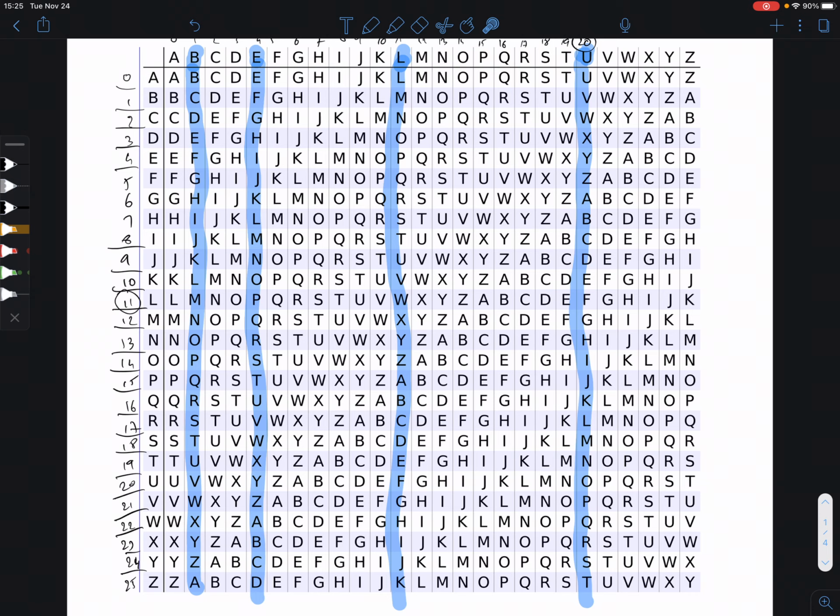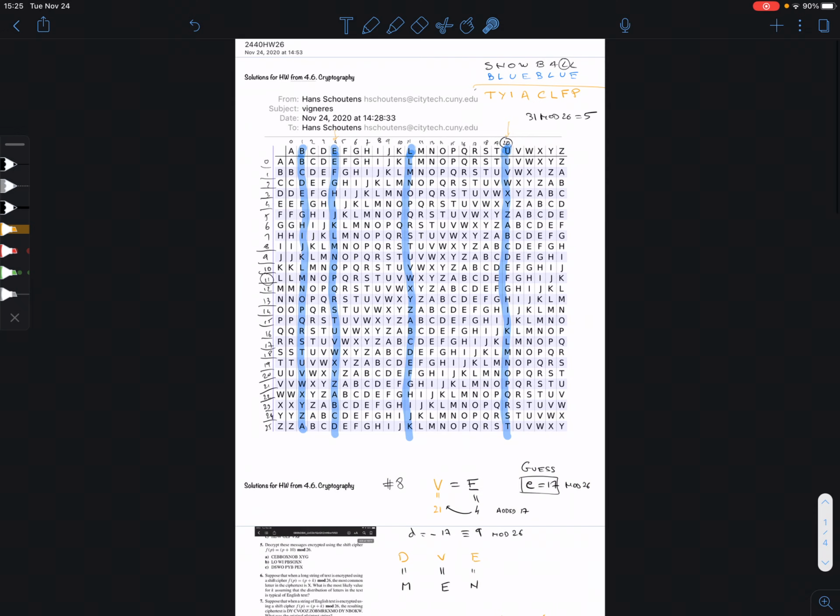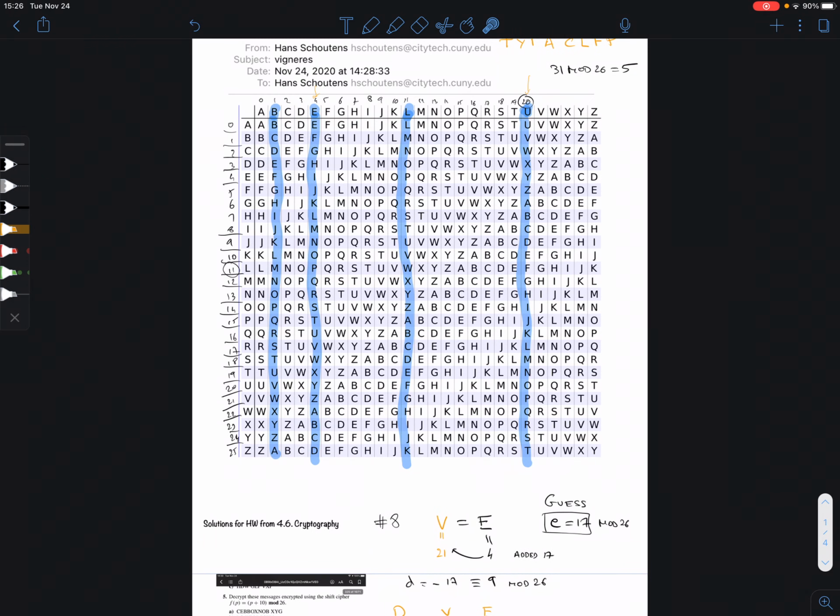So this is what I wanted to say about this Vigenère key. I'm going to use it in the next lecture. Well, you'll see it. I have used it already. So I wanted to give you a bit more background on it.